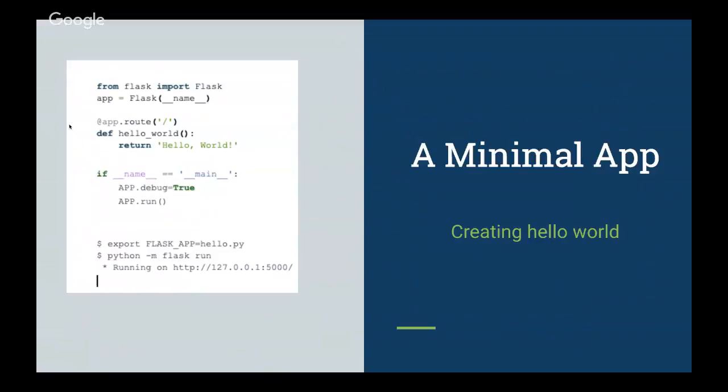This down here, the if name equals main, that's only necessary if you want to have the debugger active. And I really like the debugger, so I have it active. And then on your bash or your shell, you would basically need to set your environment variable to your Python script, and then you run the Python script. And what pops up is your local hosting URL.